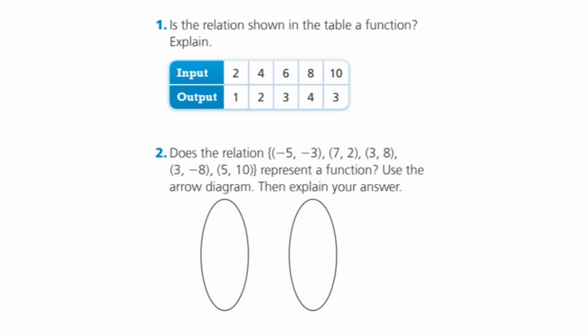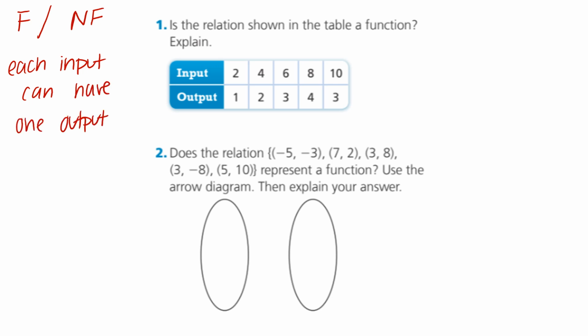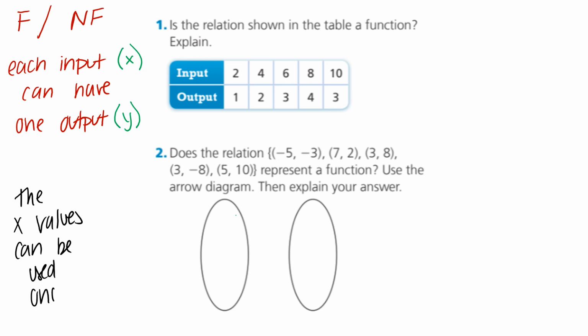So when we are identifying function versus not function, our rule is that each input can have one output. Remember, we know that the input is the letter X and the output is the letter Y. So each input, X, can have one output, Y. The X values can be used once. That was our shortcut.